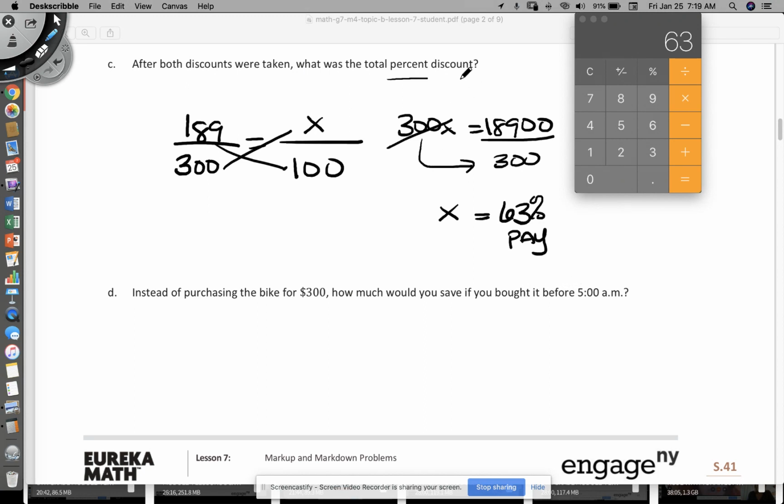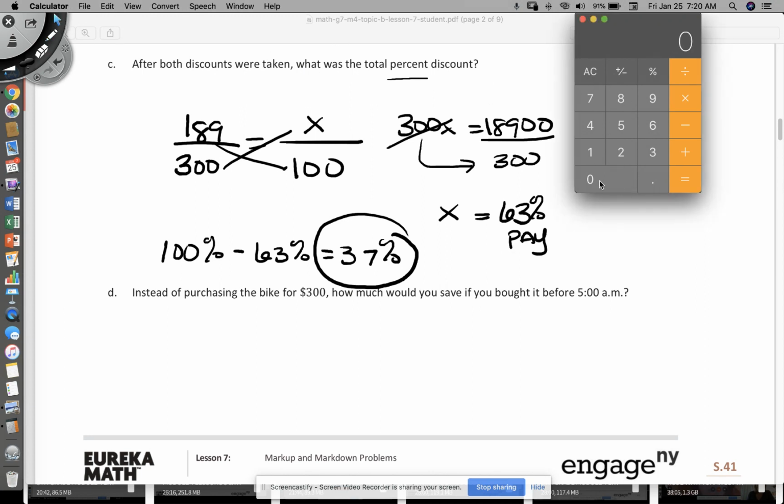So how much was the actual discount? That's when we go 100% minus 63%, will equal 37%. So the total discount was 37%. So if you check it on your calculator, because remember I told you 40% was not correct, if we do 300 times 0.37, we get 111. Well, isn't that the amount of money we had saved? Yes. But just to double check it, you can do 300 minus 111, and we get 189, which is what our discounted rate was.